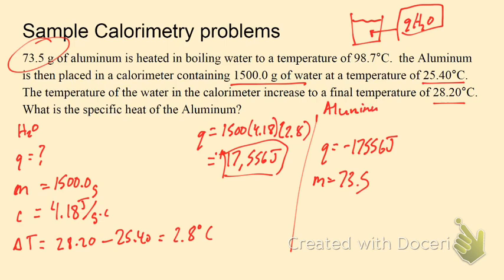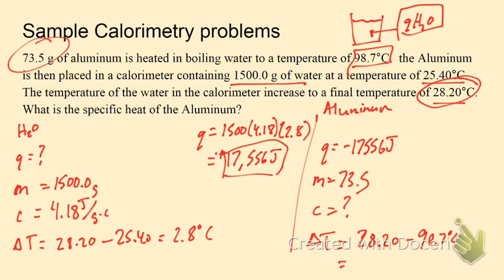And now I know how much heat the aluminum lost. I have to figure out my specific heat of aluminum. The change in temperature: the final temperature was 28.20, final minus initial, and the initial temperature was 98.7 degrees Celsius. If you take 28.2 minus 98.7, you get a negative number, negative 70.5 degrees Celsius.